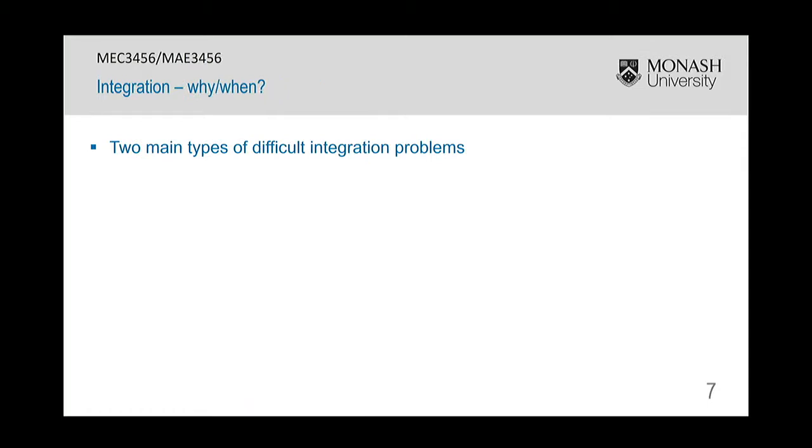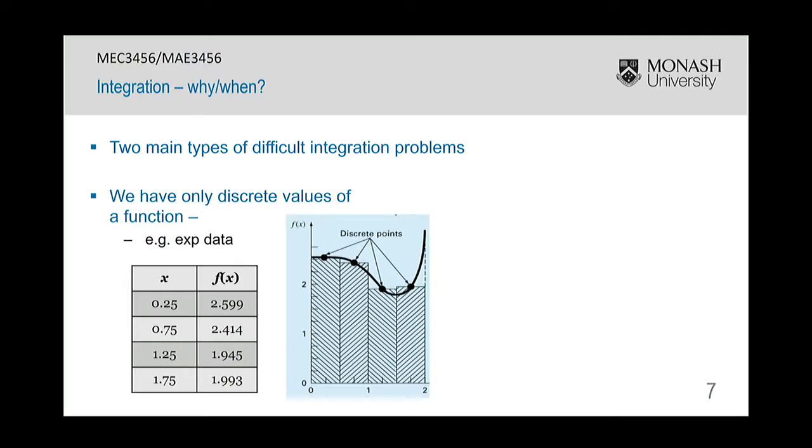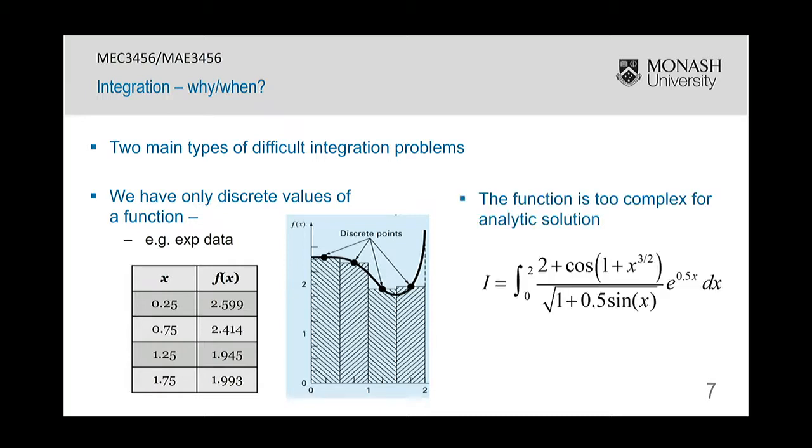There are two main types of difficult integration problems, in other words, places where we would want to do things numerically. The first is when we only have discrete values of a function, for example, experimental data, or perhaps that example of the heat flux on the building. We may have measurement points and they will give us data points. We don't have a function that tells us what our heat flux is equal to in different parts of the building. So we only have measurements, and we need to use these to integrate over the entire surface, or at least make an estimate of that integral.